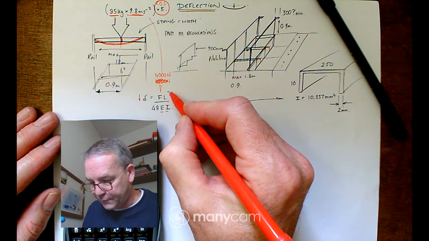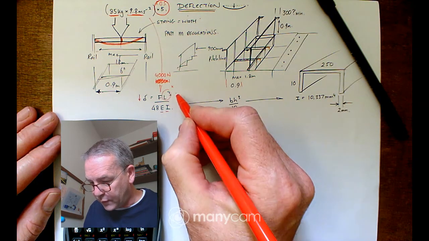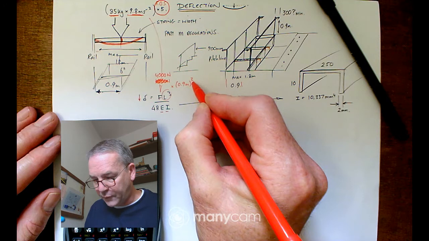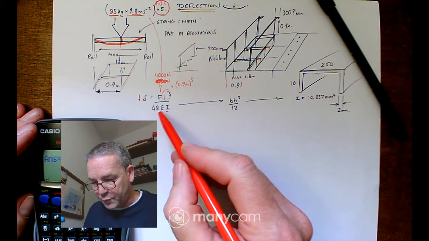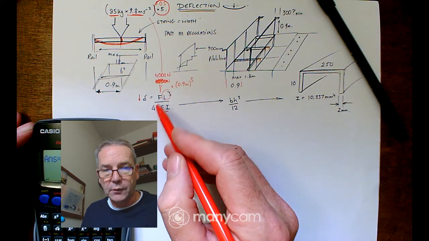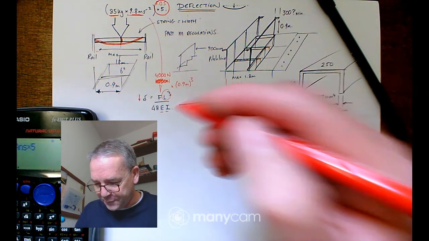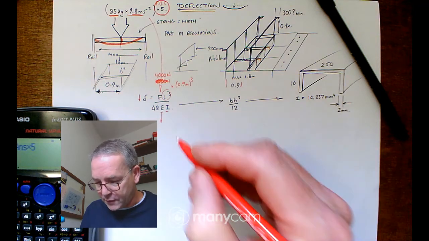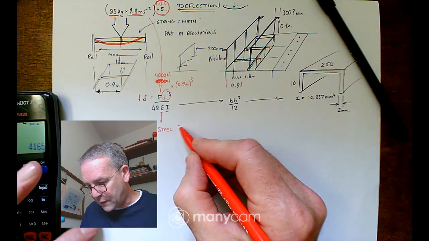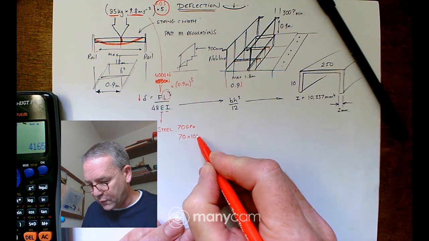The length, well, we decided this was going to be 0.9 meters, and that's going to be cubed. Now we discussed this 48 before as being a calculus number to deal with beam theory, very complicated, not something we need to go into. Again, wait for university for that one, because the maths will give you a headache. This is the Young's modulus of elasticity. So for steel, we're going to be looking at 70 gigapascals, which is 70 times 10 to the 9.